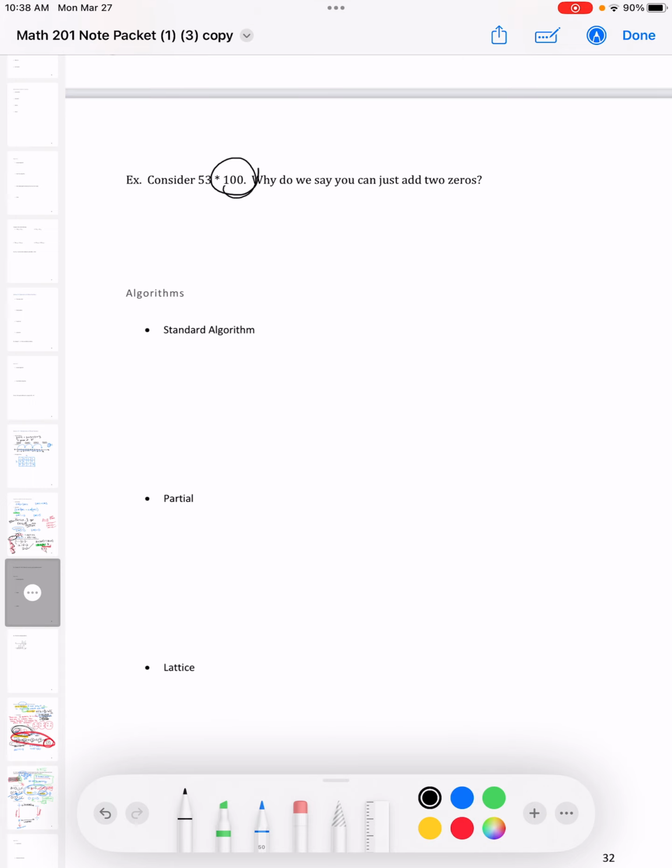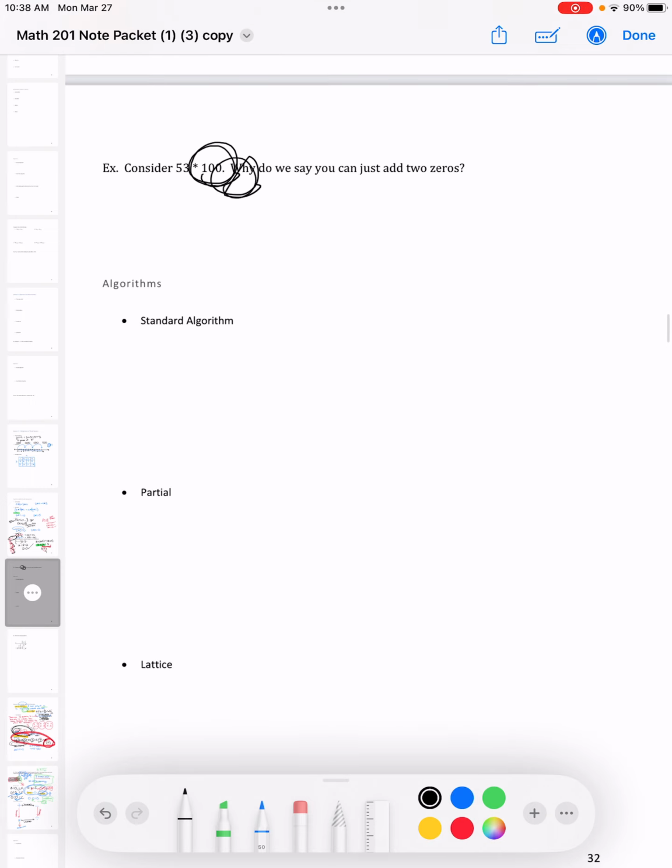When we multiply by things that have zeros in them, we say that we just add 2 zeros. In this case, that we add 2 zeros. If it was 1,000, we would say we just add 3 zeros. However many zeros you see, you can just add it on the end to get your answer. And that is an awesome shortcut.